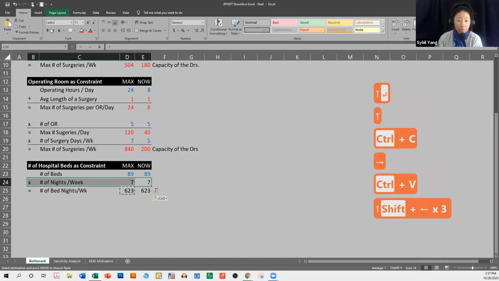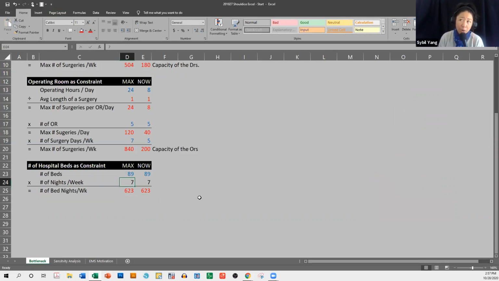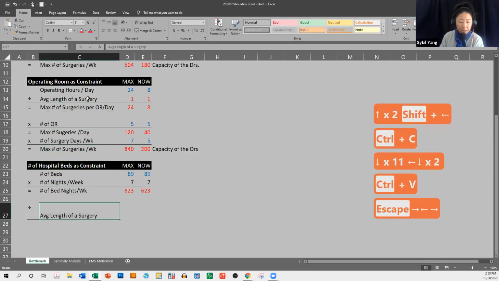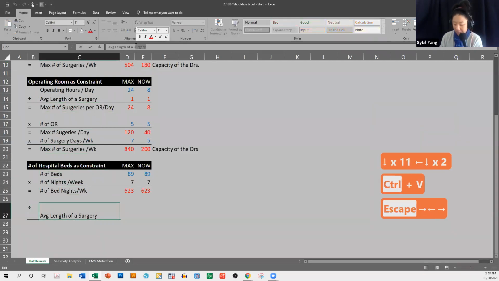This is 7 because regardless of whether we're doing surgeries 5 days a week or 7 days a week, the patients can stay in the hospital, because the bed is there. And so maximally we have 623 bed nights per week. So now the question is how many nights does the patient stay? I'm going to say divided by the average length of not surgery, but stay.